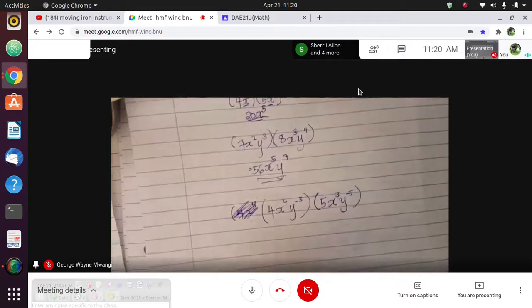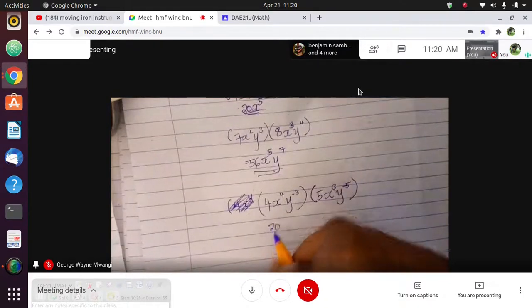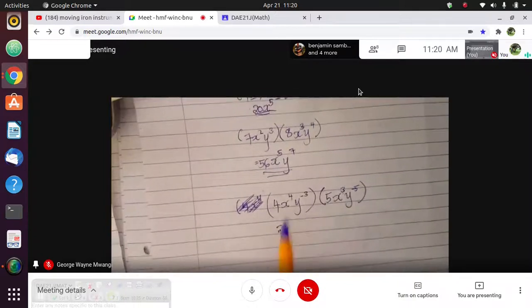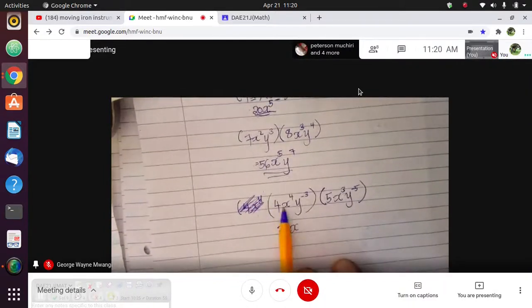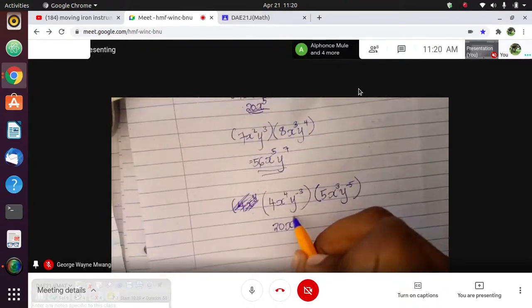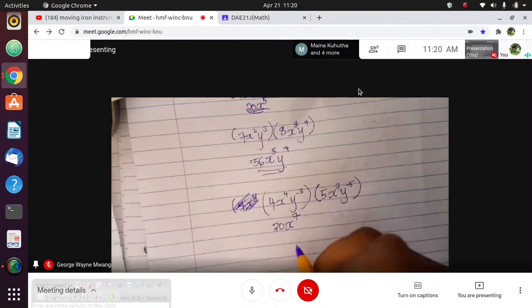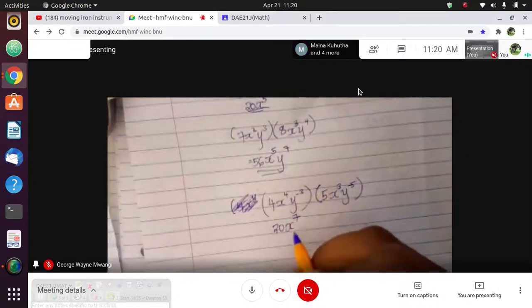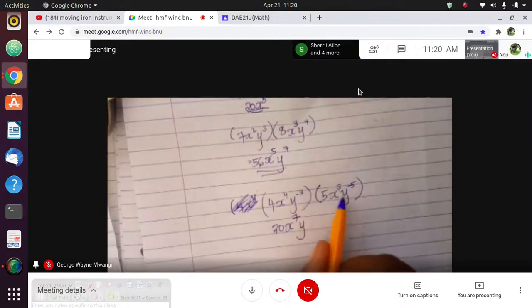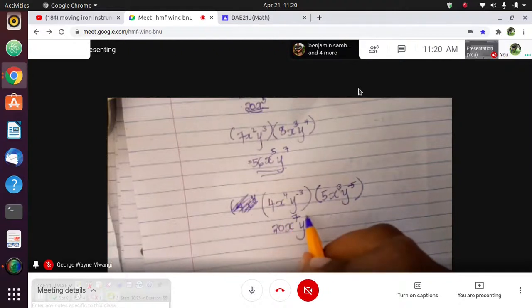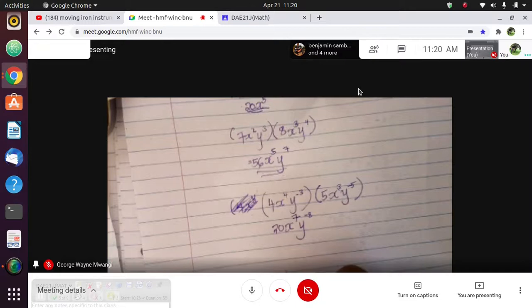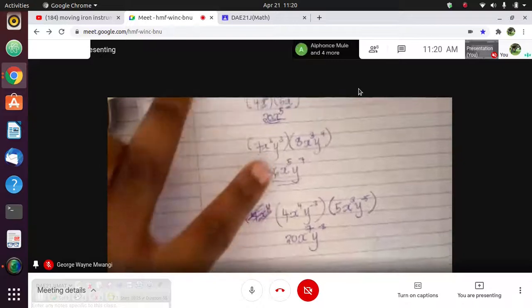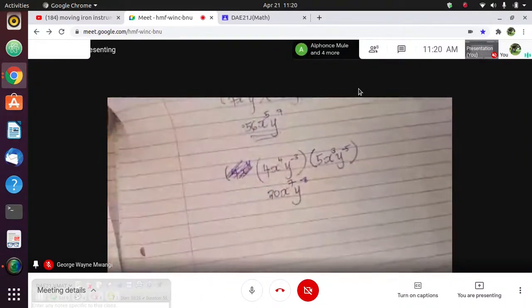4 times 5 ni ngapi? 20. Now let us deal with the variable. Now variable x. X raised to power 4 times x raised to power 3. Itakuwa ngapi? X raised to power 7. We have added 4 plus 3. Now y. Y raised to power negative 3 times y raised to power negative 5. Inakuwa ngapi? Y raised to power negative 8. Sawa sawa. Are we clear up to there? Any questions? Yes.